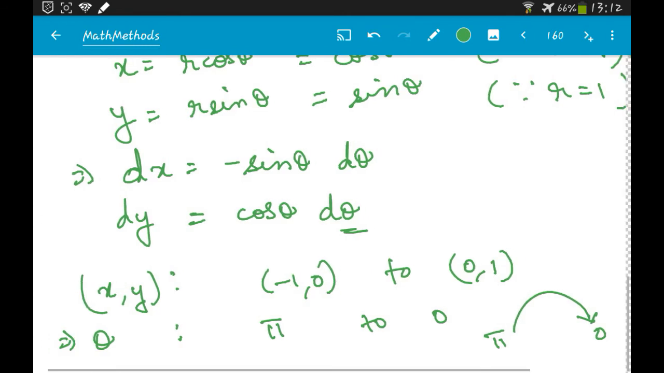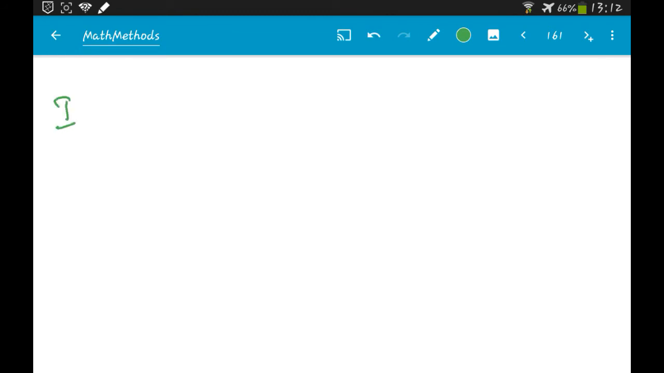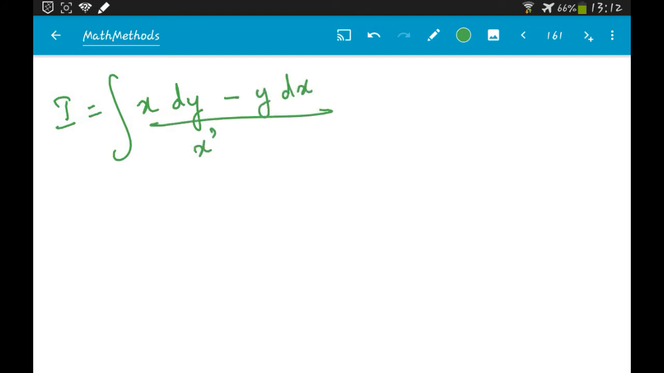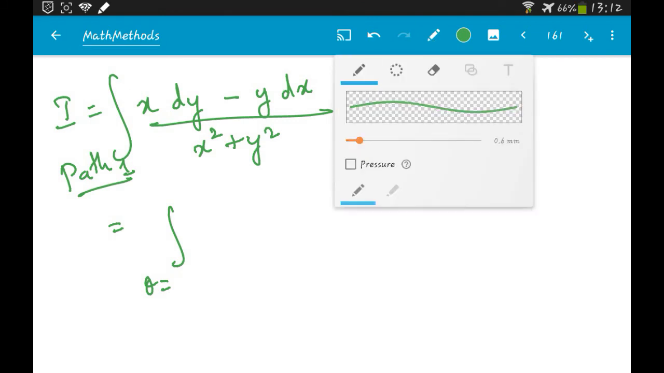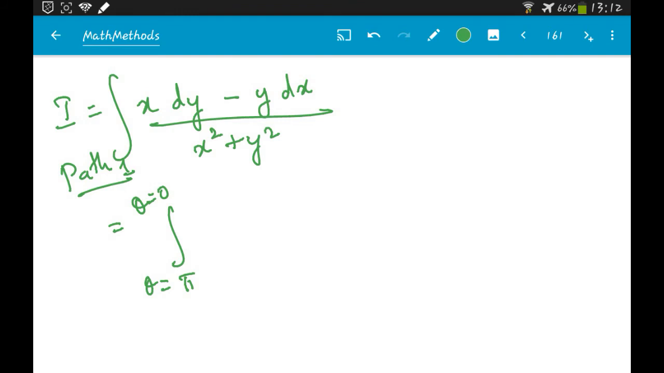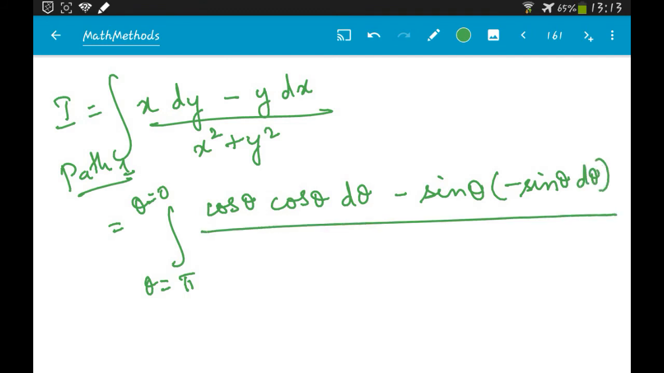Alright, so now let's compute the integral. So I is given by x dy minus y dx by x square plus y square, which, along path 1, is going to be the integral from theta equals pi to theta equals 0 of cos theta, dy was also cos theta d theta, minus sin theta, d theta by cos square theta plus sin square theta.